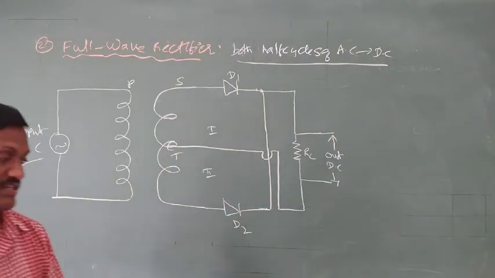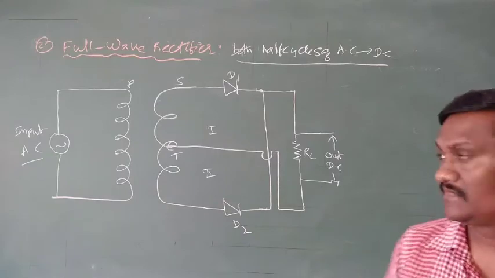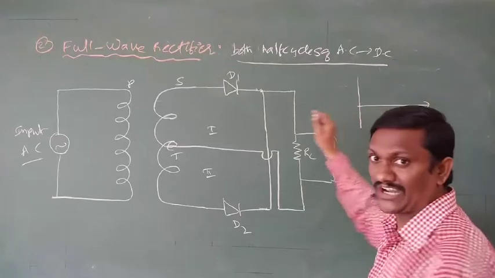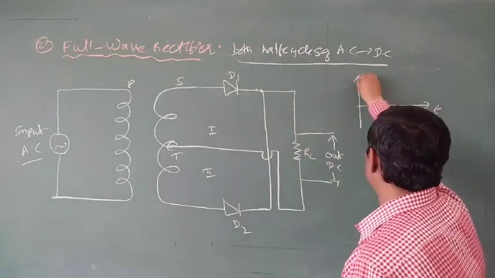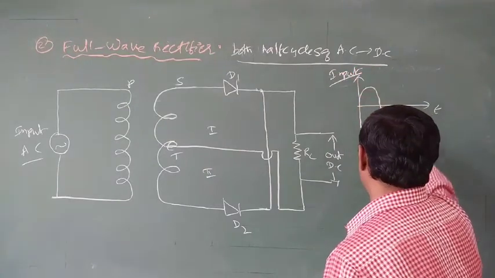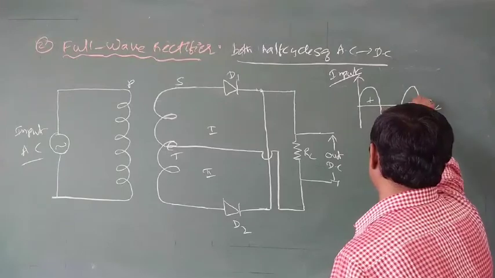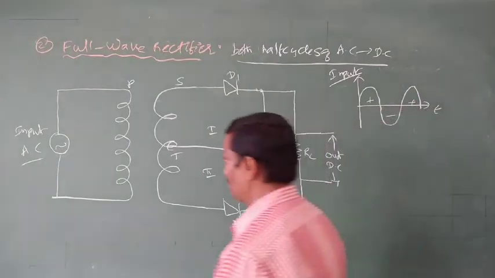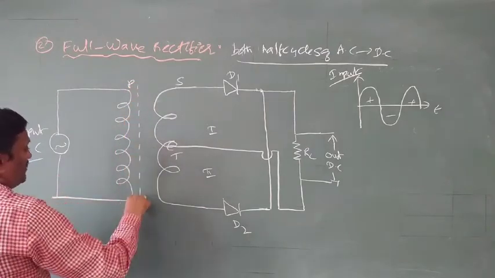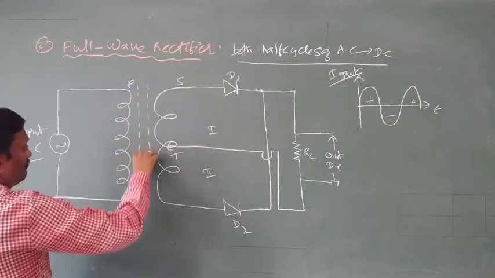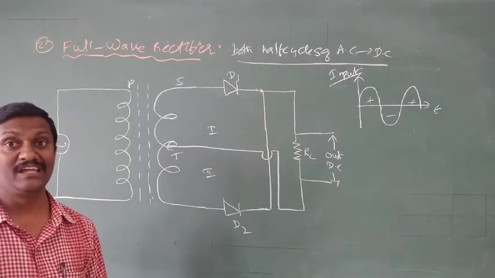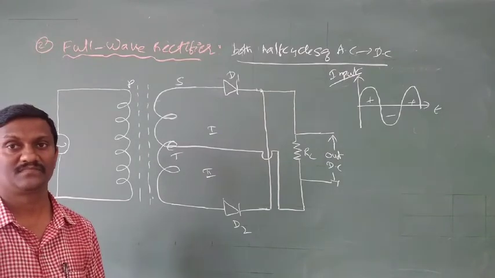So that is about the construction of a full wave rectifier and the nature of the input signal. The applied signal is always AC, sinusoidal in nature: positive, negative, positive. The medium between the two coils is air medium, indicated by the two vertical lines. So that is about construction.